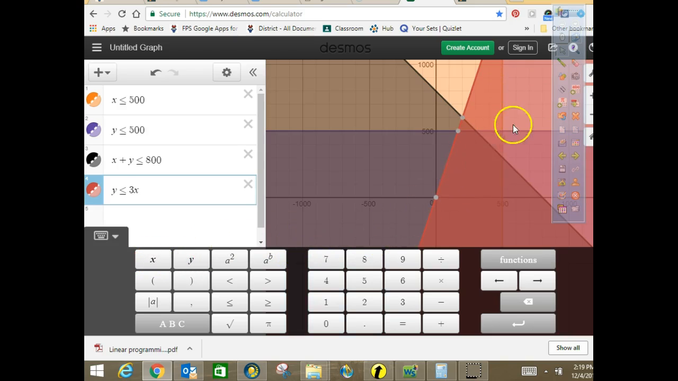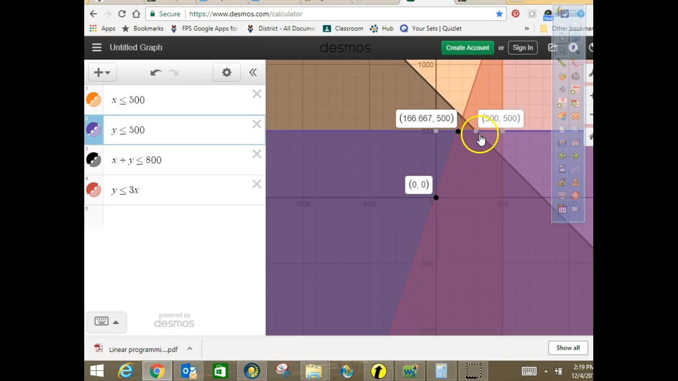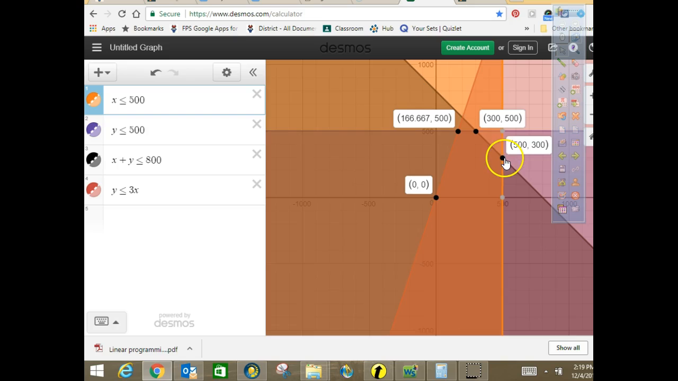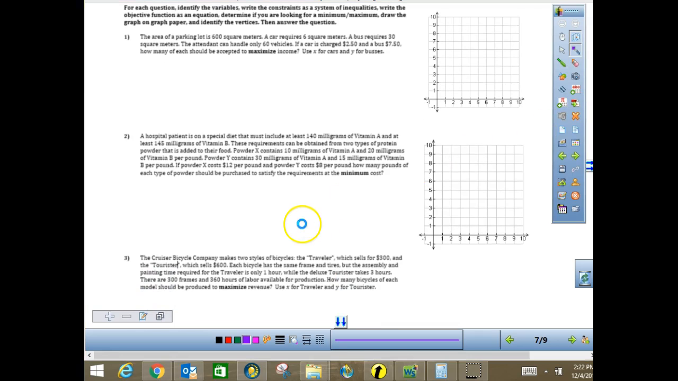So, these got kind of dark. I don't know what colors yours came up with, but you are looking at checking the point 0, 0, at checking this point. Negative 166 and 2/3, 500. This would be our next point that I'm looking at, right here at 300, 500. This point should be at 500, 300, and this last one at 500, 0. Just stop saying, what did I do wrong? I'm not sure. They're all the exact same as what's on the board when that came up. I'm not sure.